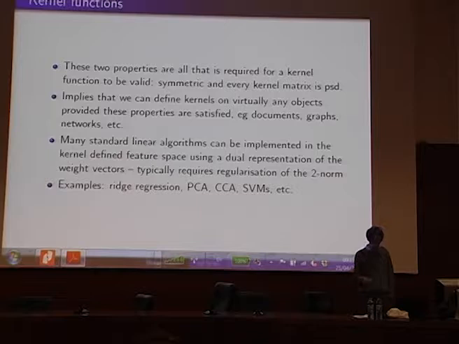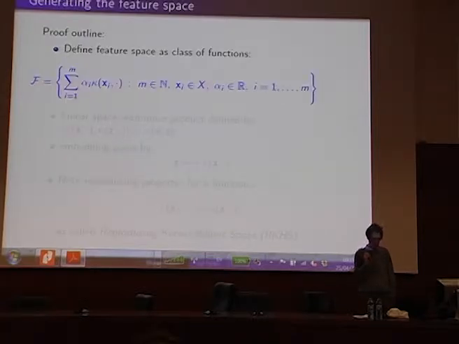Okay, so that's the background. Now what I'm going to do is give you a little outline of the proof of the fact that the kernel function defines a feature space. The reason I'm going to do that is that it gives me a lead into the kernel distribution embedding material that I'm going to talk about relative to reinforcement learning, as an example of applying kernel methods in reinforcement learning.